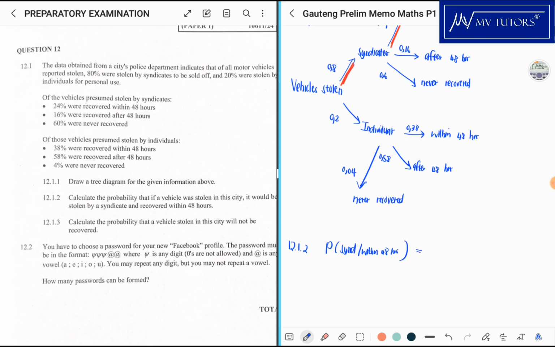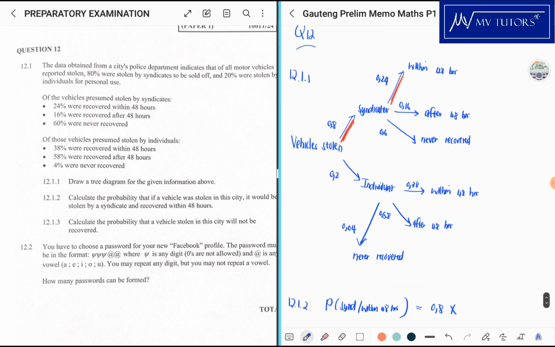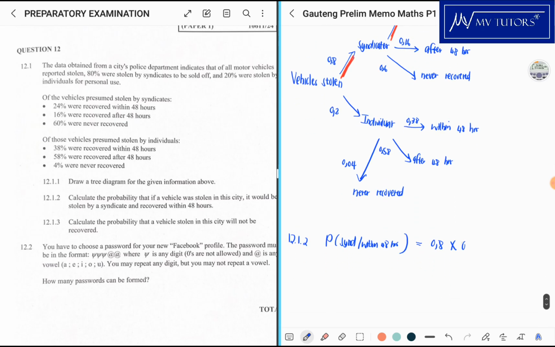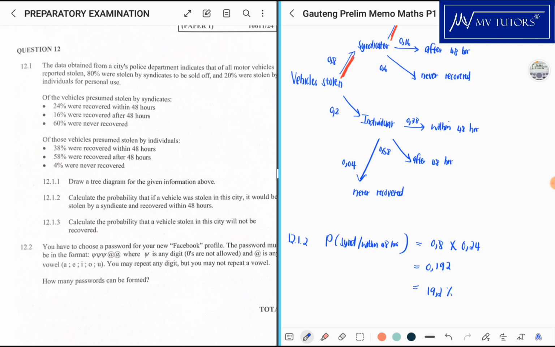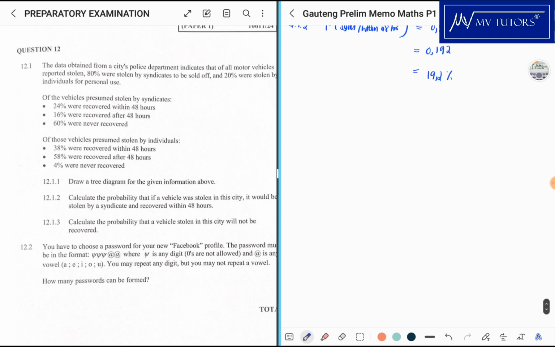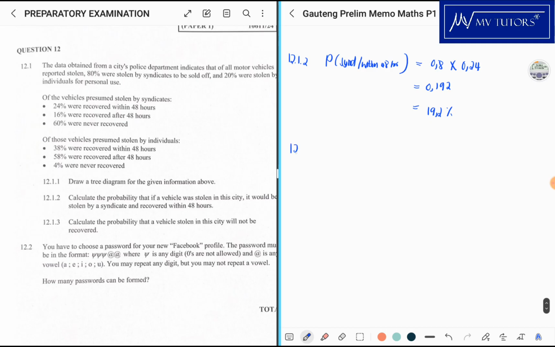So now that's going to be 80% if it's a syndicate, and 24% recovered within 48 hours. Okay, so let's just use our calculator there. So we have 0.8 multiplied by 0.24 and that's 0.192, or you could say, if you want to put it in percentage, 19.2%. Okay, and then 12.1.3, I almost said the last question, but it's not.